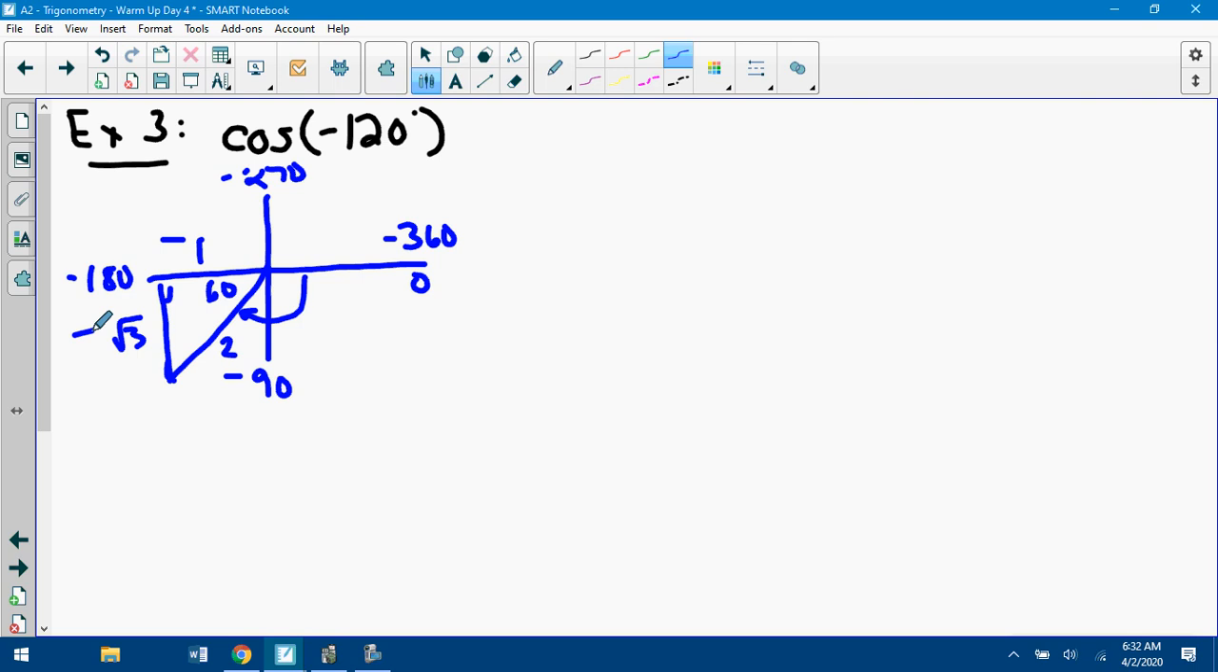Okay, so if I want to evaluate cosine of negative 120, we're going to do adjacent over hypotenuse from SOHCAHTOA. It's adjacent to your reference angle, negative 1. What's the hypotenuse? Crossing the right angle is 2. So negative 1/2.